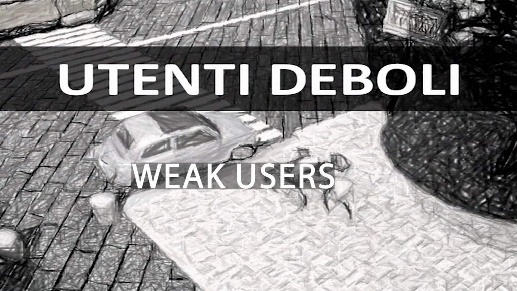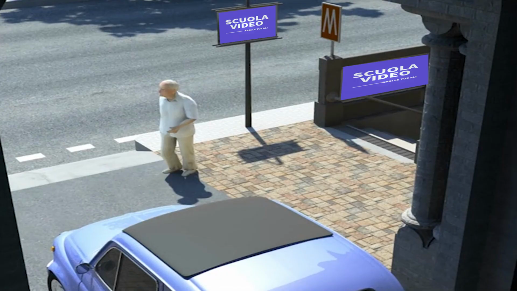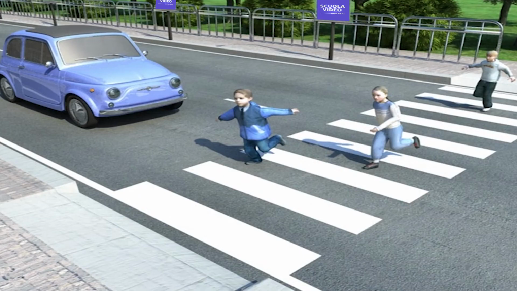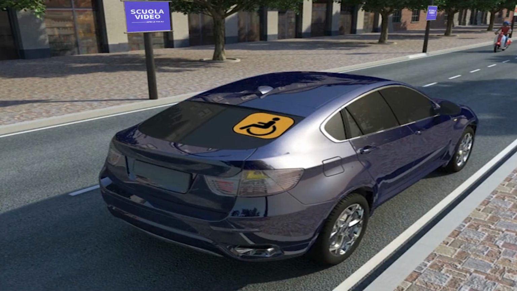Utenti deboli. Weak users. The driver must have respect for weak road users. He must therefore use greater caution towards people with disabilities, elderly people, children crossing the street, drivers who demonstrate uncertain driving, drivers of vehicles adapted for people with disabilities, and people on bicycles and with limited mobility.